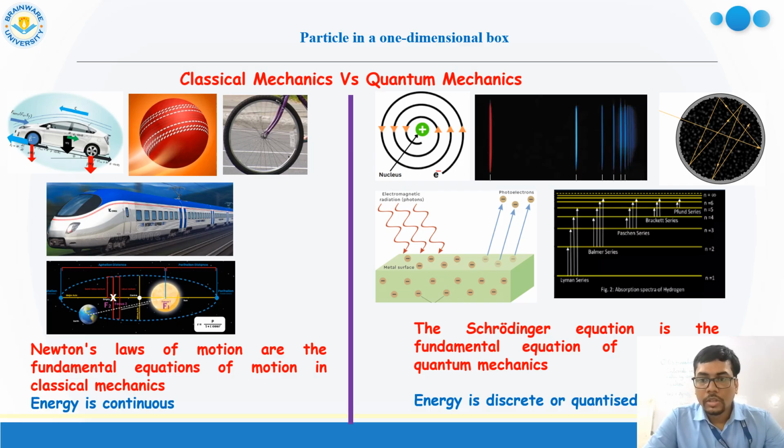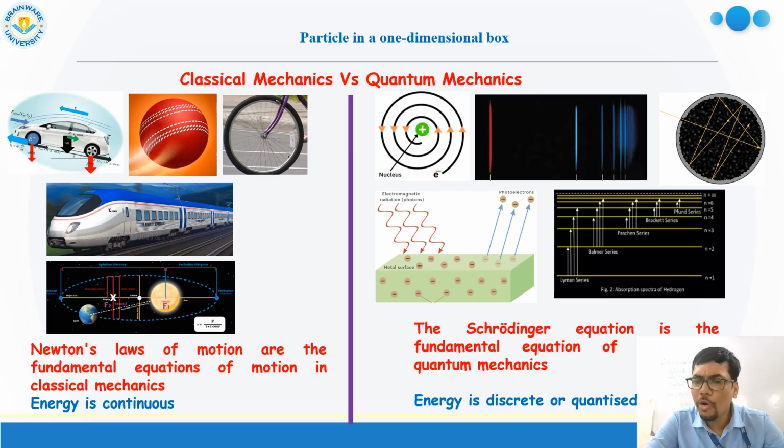If you divide our whole world into two parts, one is macroscopic, that is large in size, which we can see with our naked eye. The other one is microscopic, that means very small in size, in the order of Angstrom, 10 to the power minus 8 centimeter, or picometer order. This is very small, so that is called a microscopic particle.